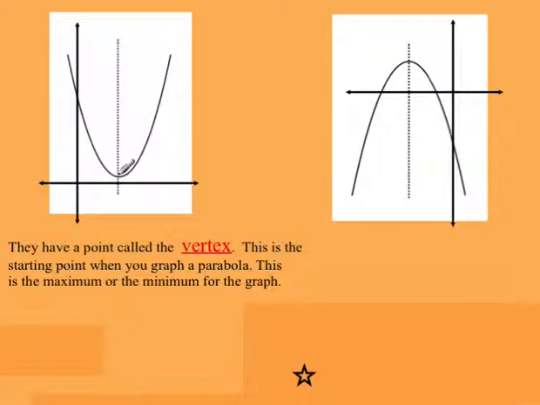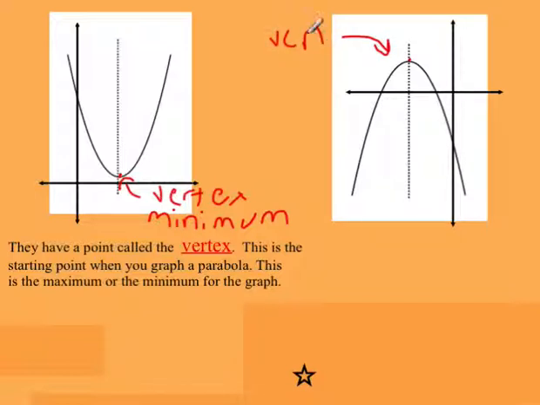So on this parabola right here that's opening upward, that point right there at the very bottom is the vertex. And since it's on the bottom of my parabola, that makes it a minimum. Then if we look over here, that point right there is our vertex for this parabola, but this time it's at the top of our parabola, which makes it a maximum.